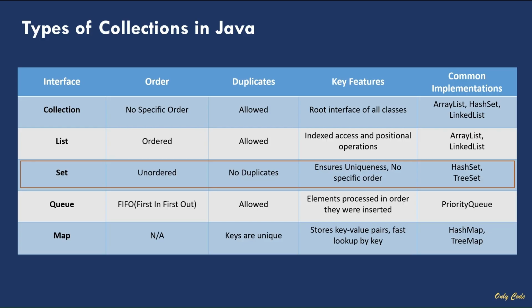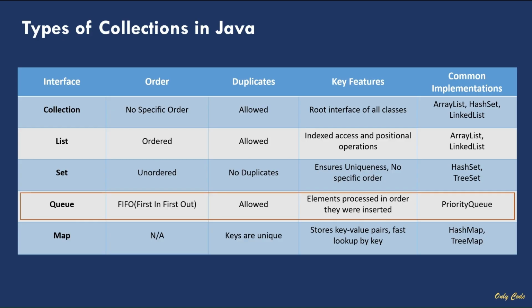Set. A set is unordered and does not allow duplicate elements. If you try to add a duplicate item to a set, it simply won't be added. Sets are perfect when you want to ensure uniqueness without worrying about the order of elements. The most commonly used implementations are HashSet and TreeSet.